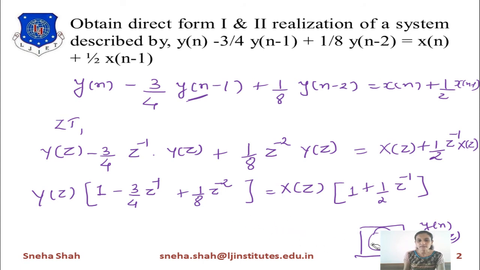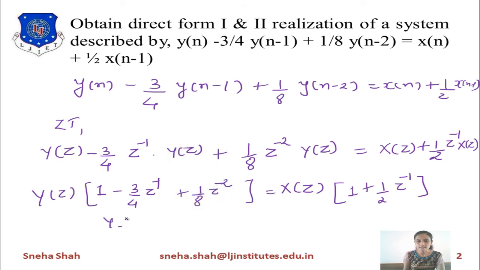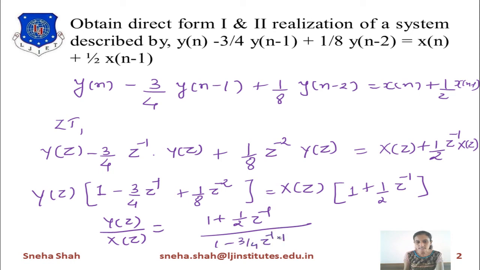So to find out Y of z upon X of z from this difference equation, we will start by writing the term as Y of z upon X of z is equal to, if X of z goes over here, this term will go over here. So the term becomes like this: 1 plus 1 by 2 z inverse upon 1 minus 3 by 4 z raised to minus 1 plus 1 by 8 z raised to minus 2.